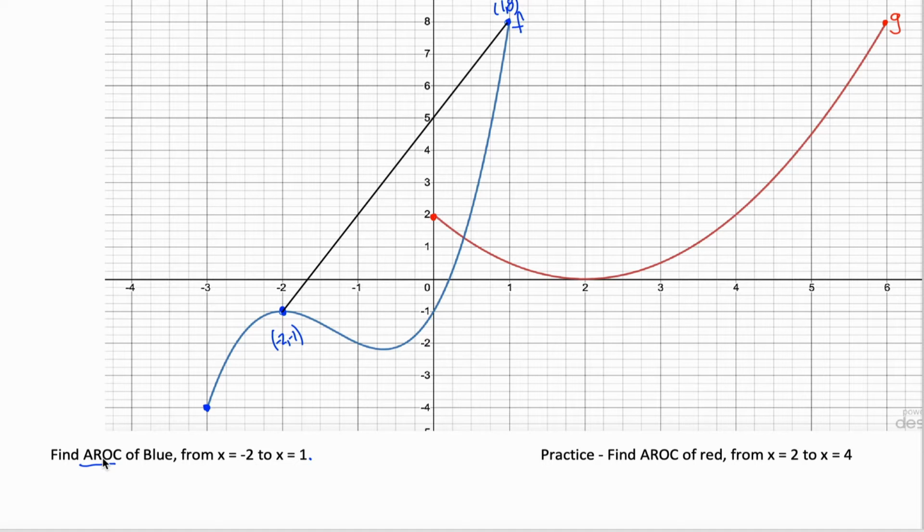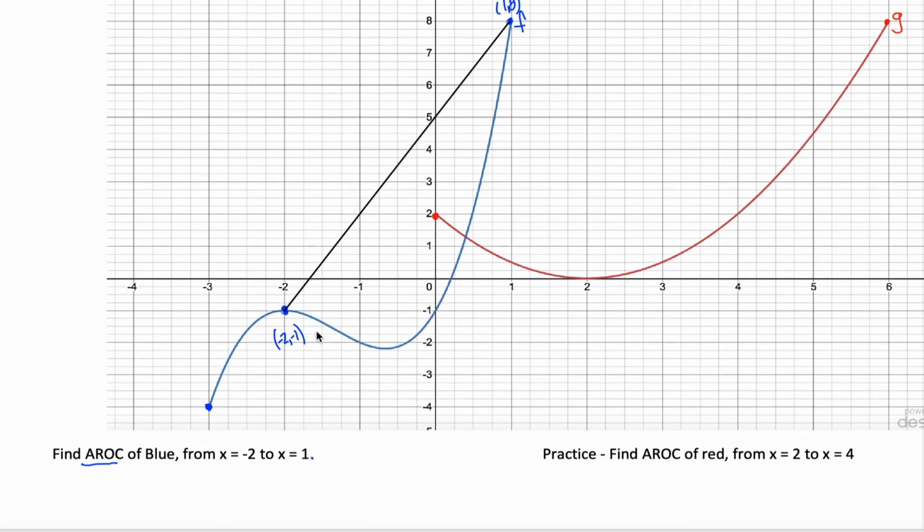If I want to figure out the average rate of change of this function f from -2 to +1 as the x coordinates, all I've got to do is figure out the slope of this secant line. To figure out the slope of the secant line, you could just look at it and count. Looks like I go up 1, 2, 3 units each time I go 1 unit to the right. So it appears that the slope here is 3.